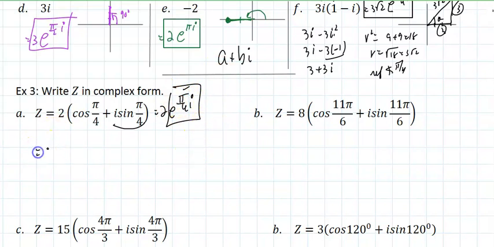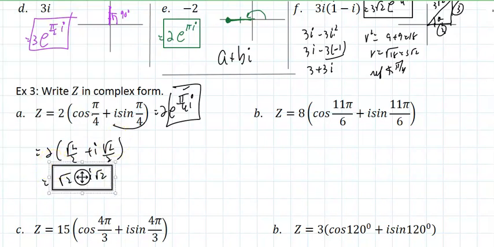Well, here, this is 2. Cosine of pi over 4 is radical 2 over 2, radical 2 over 2. And if you distribute that in, isn't that radical 2 plus i radical 2? Again, some books call this the rectangular form. No biggie, we're not going to argue back and forth over that. That's really simple. And how about here?